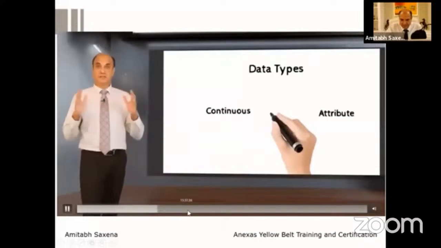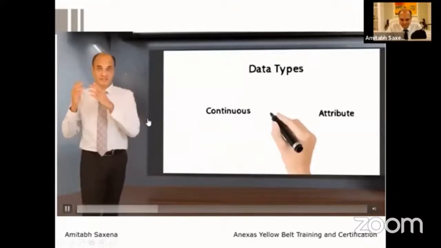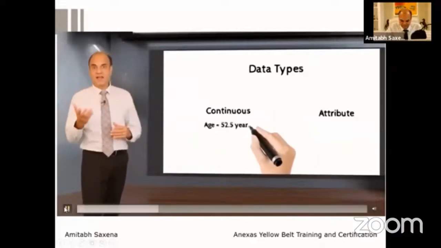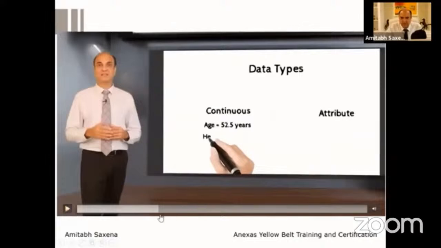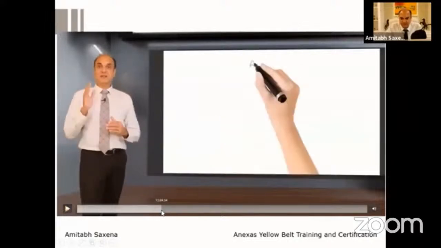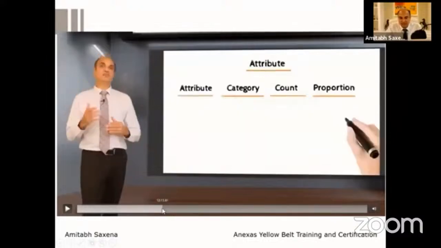So continuous data can be represented on a number line. It can have a decimal place. It can also have a unit. Say for example, age, height. Other examples could be distance, procurement time, cycle time. They are all examples of continuous data. Attribute data are the data where I can create categories.